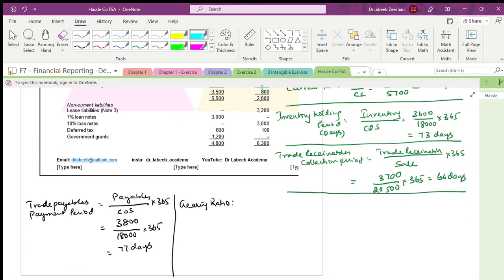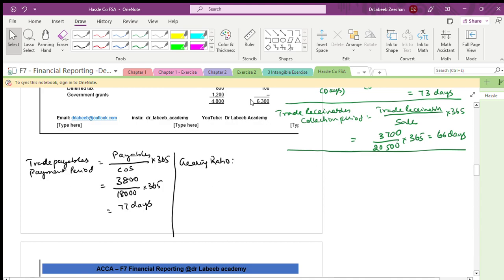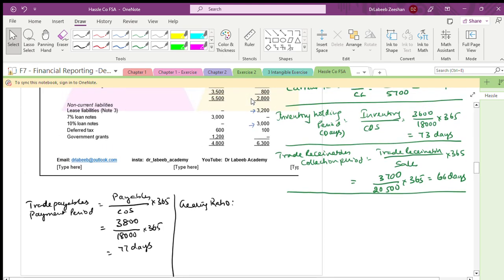See, we'll take this into consideration. You have that lease 3,200. You have that loan 3,000. And you have something here also, 500. This is the lease liability. I will write for your understanding.